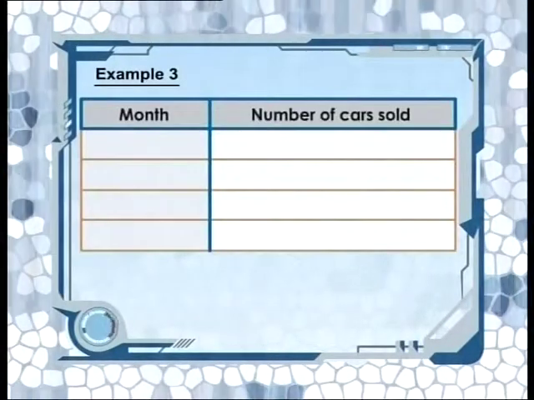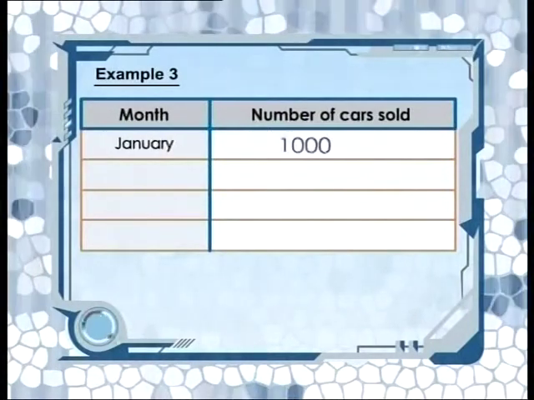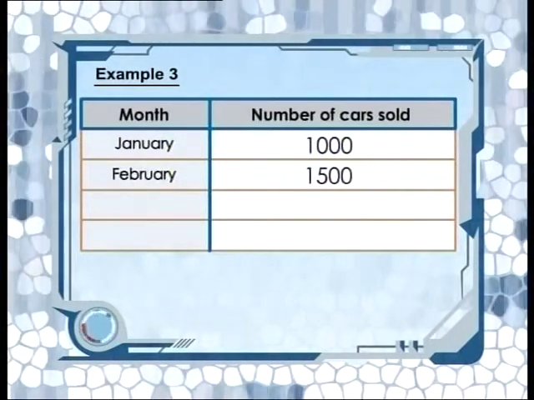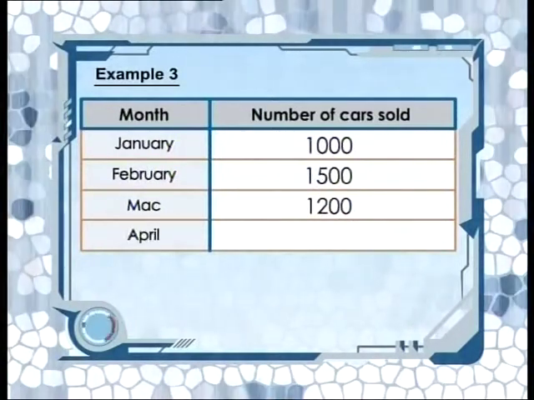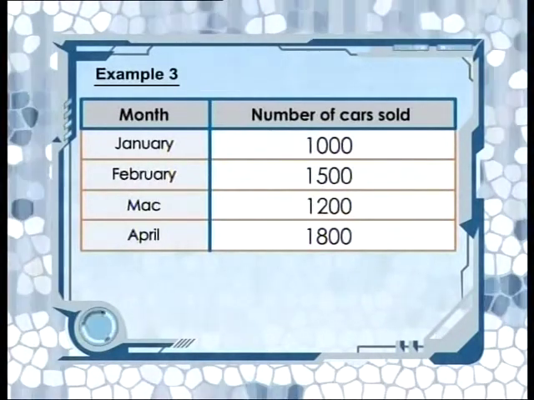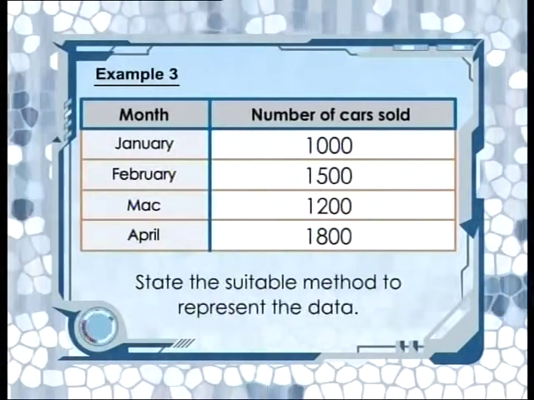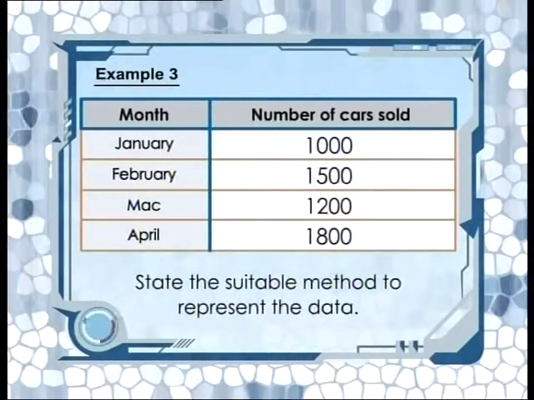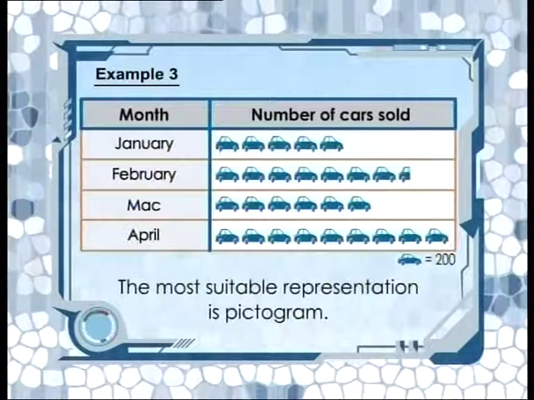Example 3. Month. Number of cars sold. January, 1,000 cars. February, 1,500 cars. March, 1,200 cars. And April, 1,800 cars. The table shows the number of national cars sold in a certain period of time. State the suitable method to represent the data. The number of cars sold can be represented by pictures. So, the most suitable representation is pictogram.